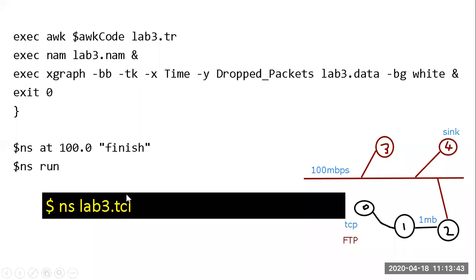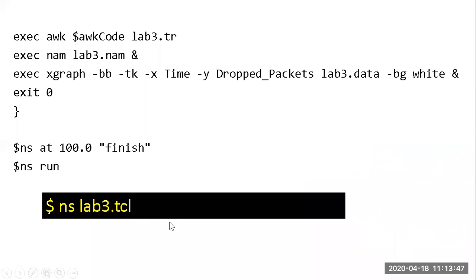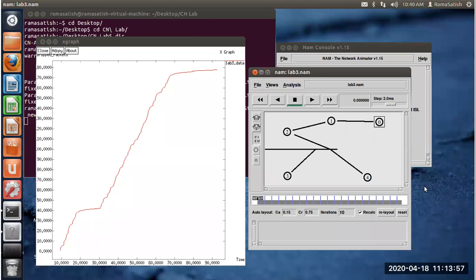I just run the file as ns lab3.tcl. If I run it, you will get the output like this. You observe here 0, 1, 2 is there. 2 is connected to this, and there is an Ethernet line. For the Ethernet line, you have connected, in the lab program, node 3 and node 4. So this is the source and this is the destination.